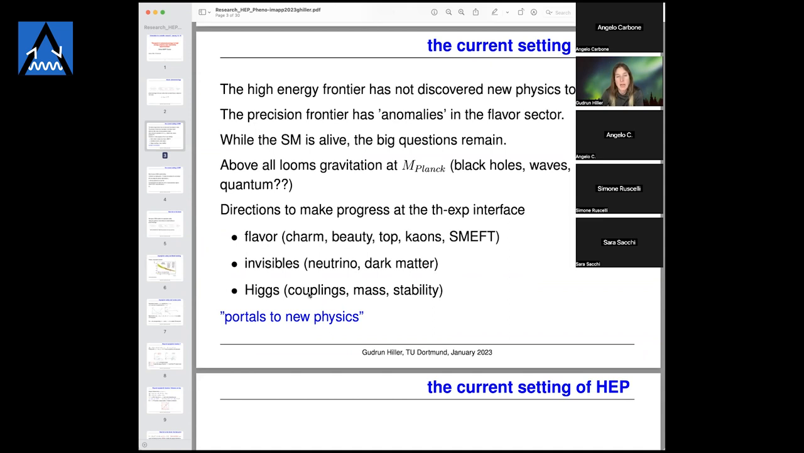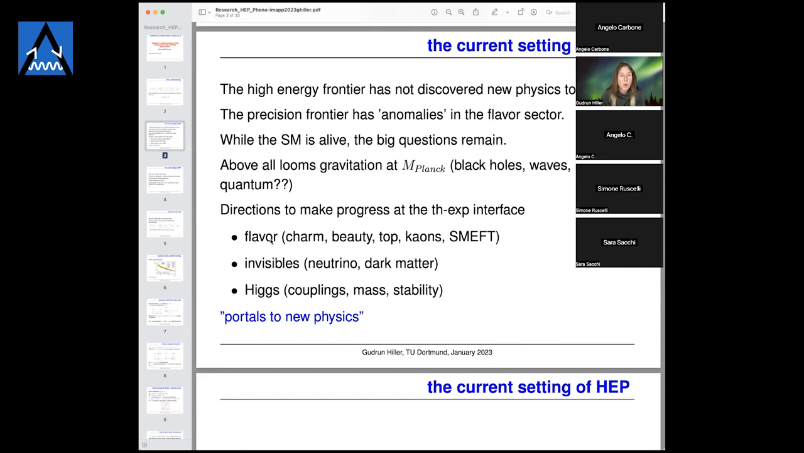And on the theoretical side, you can of course also ask what sets the electroweak scale? Why is it so low? Why is it 100 GeV? And the vacuum stability. So the Higgs is metastable in the standard model, and you can ask yourself, what does it take to cure that? So that's also a direction for new physics.